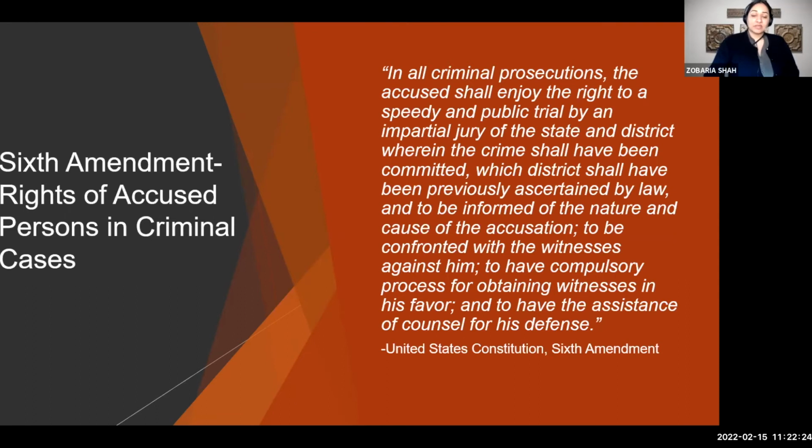Essentially, the Sixth Amendment is saying you have the right to a lawyer, you have the right to know what the crime is against you, you have the right to know who's a witness against you, and you have the right to a speedy trial by jury.